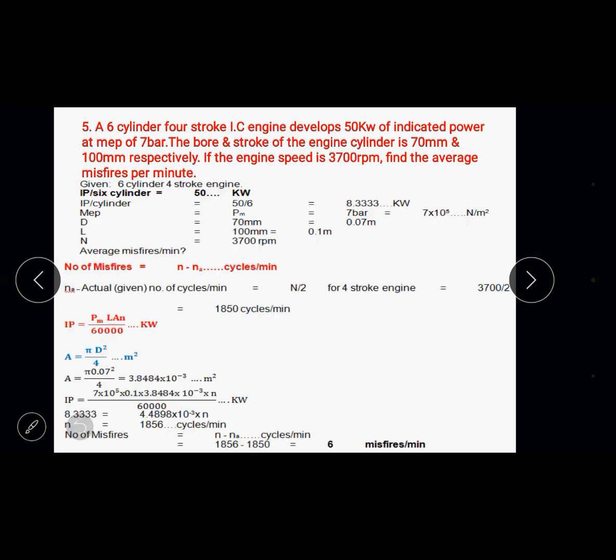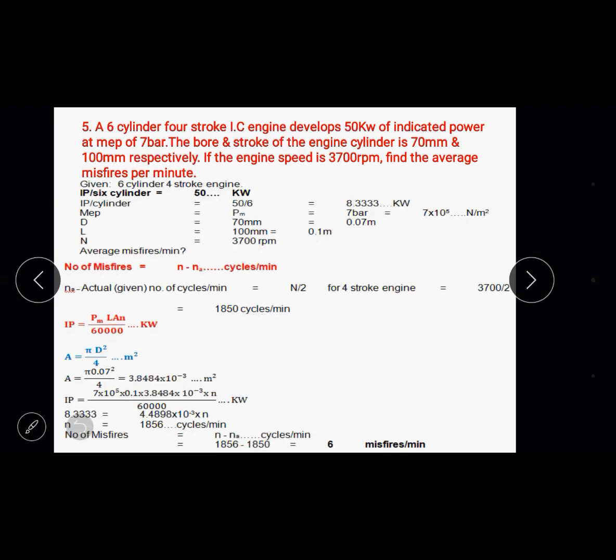So what you have to do? We have to find IP per cylinder. So for 1 cylinder, what is the IP? Divide 50 by 6 cylinders. So 50 divided by 6 will give you 8.3 kilowatt. This is the IP of each cylinder. The total IP given for 6 cylinders is 50, so dividing by 6 gives 8.3 kilowatt of indicated power per cylinder.